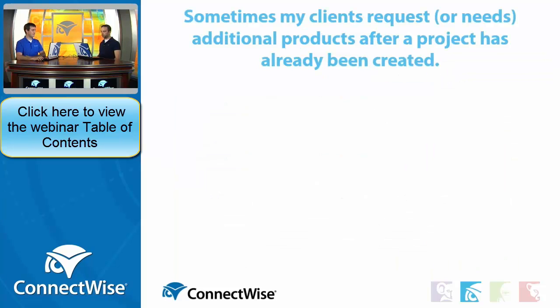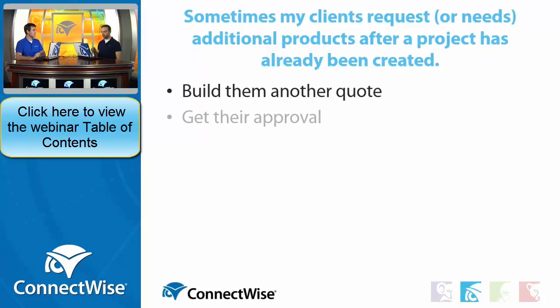All right, so our next question. Sometimes my clients request or need additional products after a project has already been created. So it sounds like the project's been created, you've already quoted for it, they approved the quote, you've turned that opportunity into a project, but now they need additional products. So the first step is going to be to build them another quote. Quote out those products that you're going to add on to this project. Get their approval, so go ahead and send them the quote, have them approve that quote.